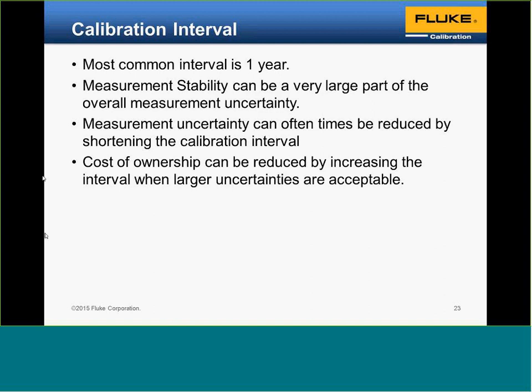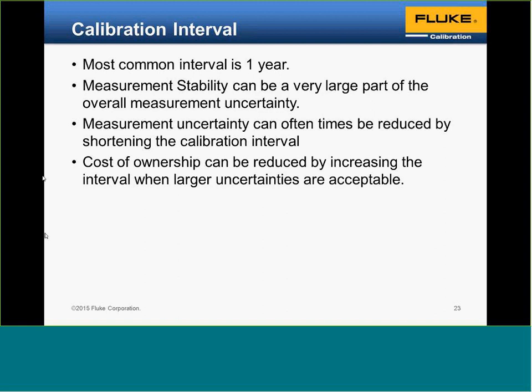Conversely, the cost can be reduced by increasing the interval when larger uncertainties are acceptable. So, if your device was perhaps purchased for one application and is now being used for another, or proven to be more stable than what you considered when you purchased it, you can increase the calibration interval and have an acceptable measurement uncertainty for your application, and reduce the cost of ownership, making it better to use.